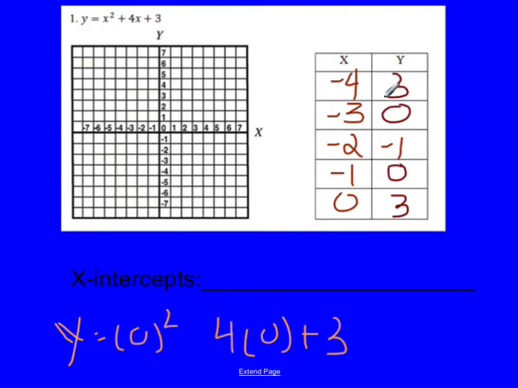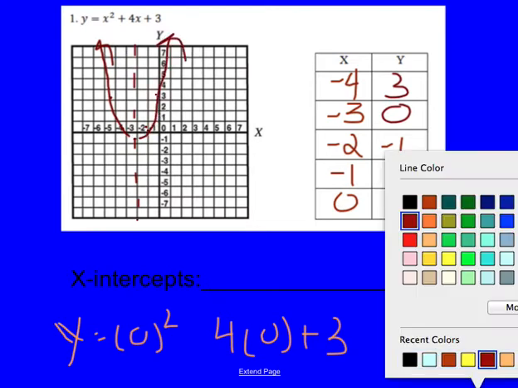Now let's graph this. For the vertex, we're going left 2, down 1, and plotting that point. Through that point, we have a vertical axis of symmetry. Then we have negative 1, 0, and negative 3, 0, so we're going to plot each of those points. Then we have 0, 3, and negative 4, 3. That gives me my parabola going up on either side, and it should be symmetrical.